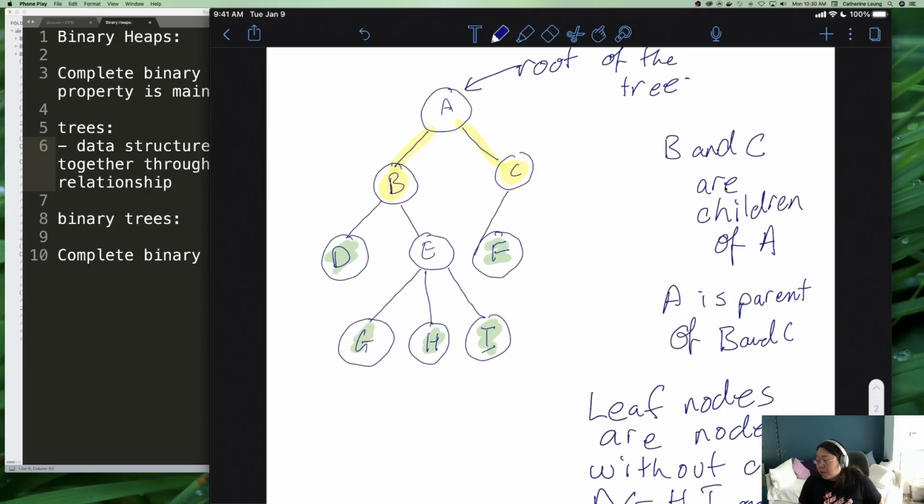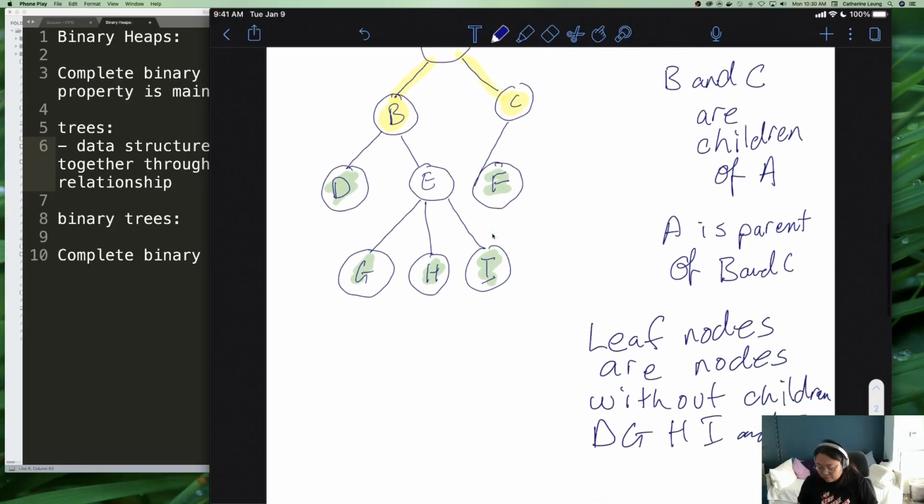You can have more than one leaf node, obviously. Note that C is not a leaf node, even though it only has one child. So if it has even one child, it's not a leaf node. Leaf nodes have 0 children.